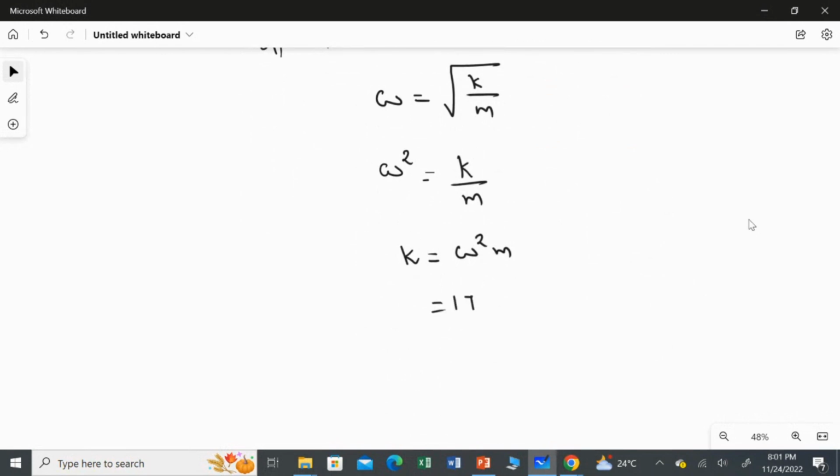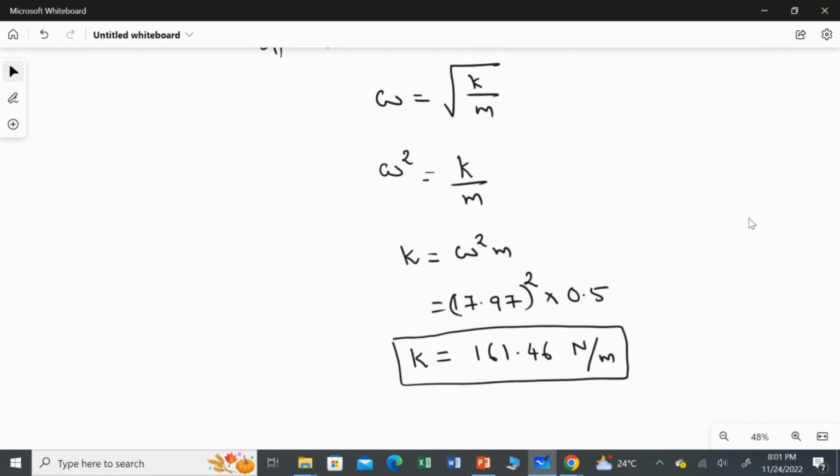So 17.97, the whole squared, multiplied by the mass, which is 0.5 kilogram. So I'm going to multiply this value. 17.97 squared multiplied by 0.5, I got the answer as 161.46. And what's the unit for the spring constant? The unit for the spring constant is Newton per meter. So this is the answer.